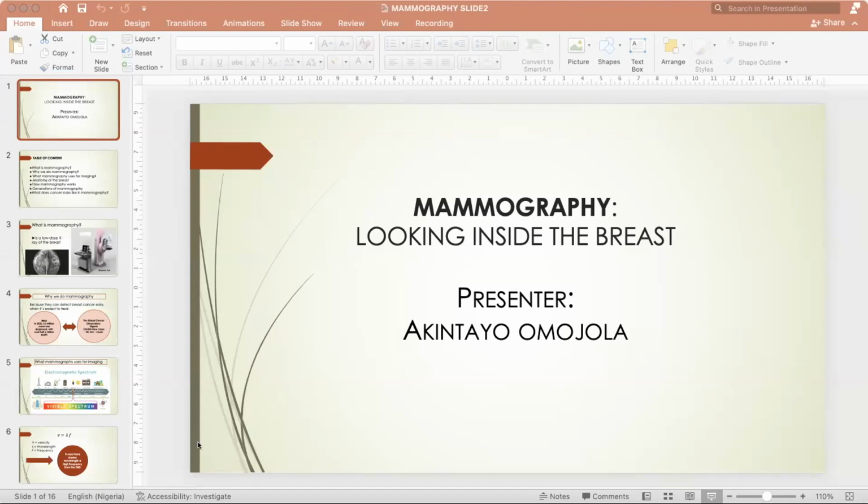So yes, as the moderator already said, today's topic is mammography, looking inside the breast. Mammography is one of the diagnostic modalities we have in radiology that enables us to examine the human breast, and in this case, we are talking about the female breast. So this is the outline. We'll look at what mammography is, why we do mammography, what mammography uses for imaging, the anatomy of the breast, how it works. Then we're going to look at the timeline of the development of the mammography equipment, and finally, what cancer looks like in mammography.